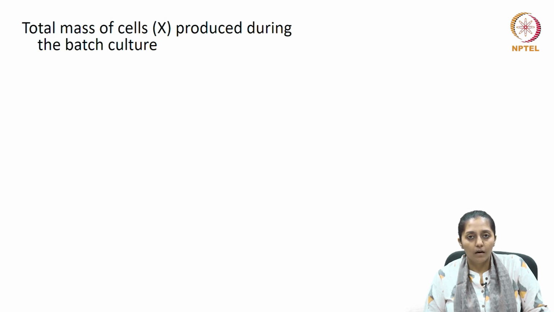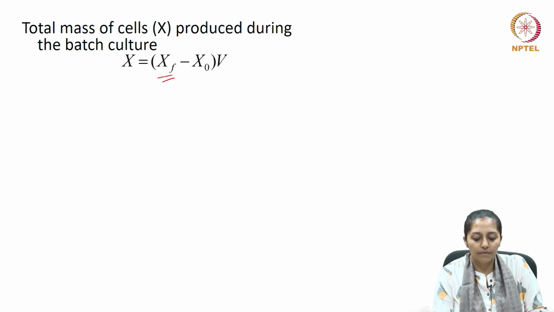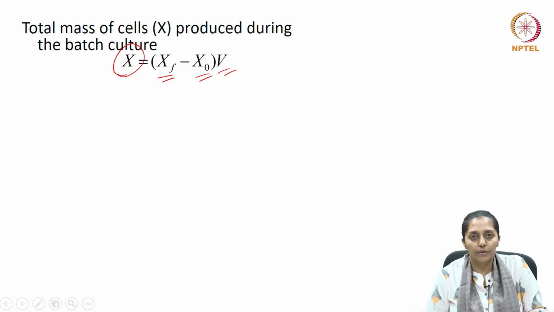Now, the next part of the question asks how much total mass, actually it is the same part. We had to calculate the annual biomass produced using this process. So, the total mass of cells which can be produced from this batch culture: now you know XF, you knew X0 and you know the batch volume. So, you can calculate the mass of cells produced after each batch. This turns out to be 16,400 kgs.